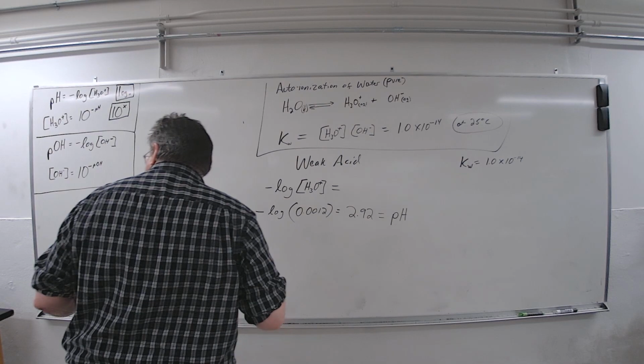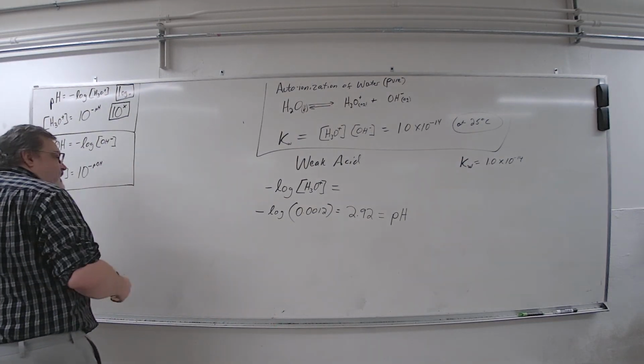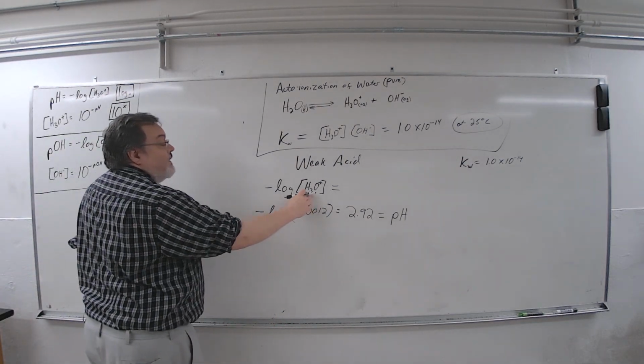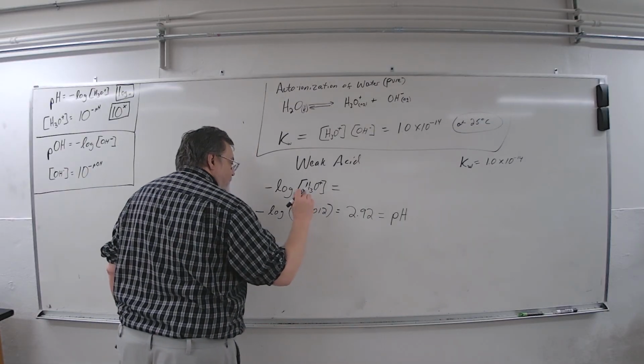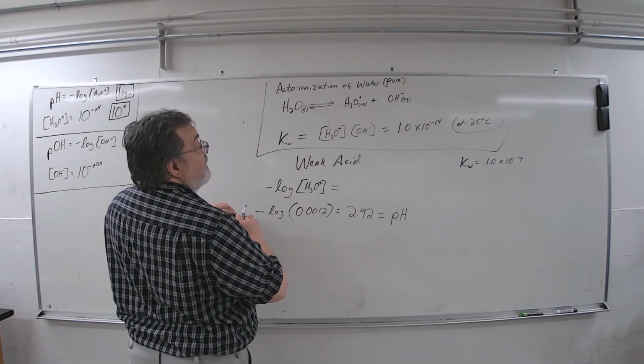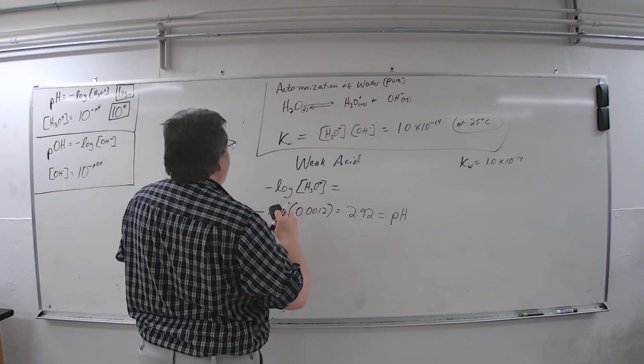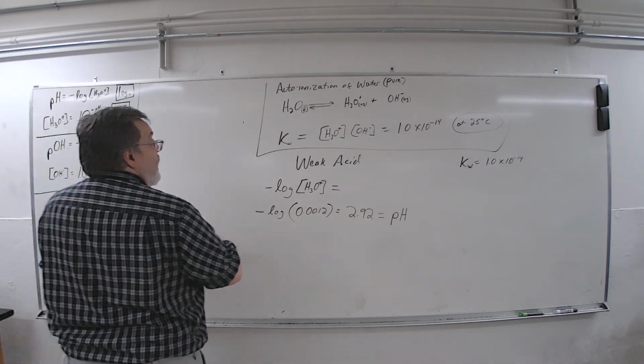So there's these two things that are related to each other. Okay. So if you know the concentration of this, then you can find the pH. If you know the pH, you can use your calculator to find that concentration. Okay. Autoionization of water. I'm going to finish this.